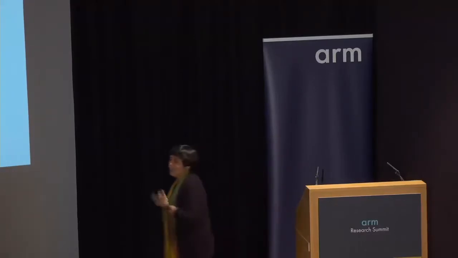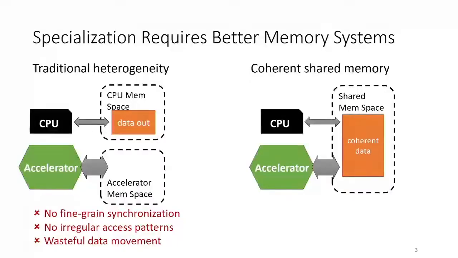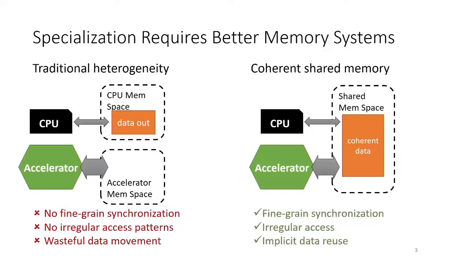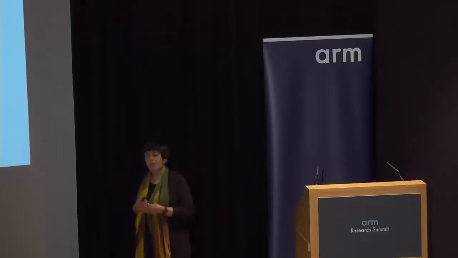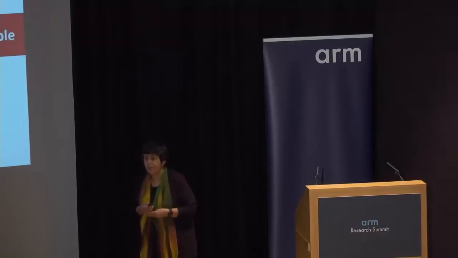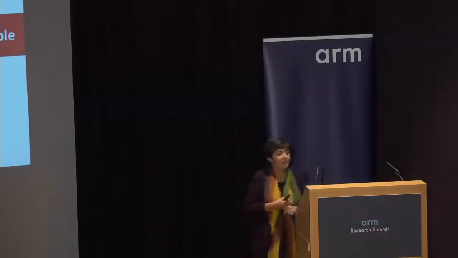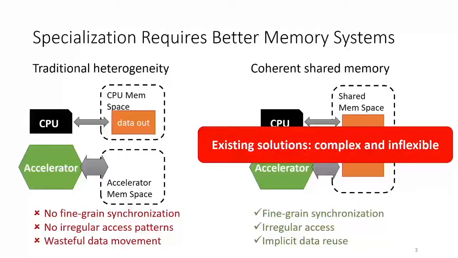So instead, we've seen a movement now towards heterogeneous systems that employ shared memory, and in particular coherent shared memory, where many of these problems get eliminated because you have a uniform memory space between the CPU and the accelerator. You can do fine-grained synchronization, irregular access, and you have implicit data reuse across this common memory system. However, maintaining this illusion of a coherent shared memory space is quite complex, and the existing solutions are complex and inflexible. So why is that?